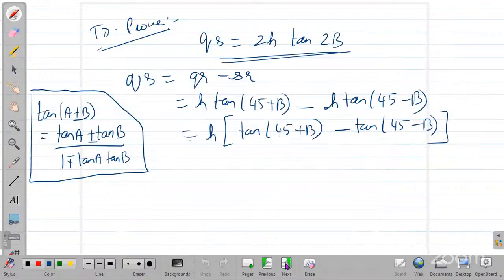The first one is easy. 24 is easy. So my question is, are you able to apply the formula here and get the answer 2h tan 2b? Yes, you got the answer. We'll move to the next problem. Okay, that's good.